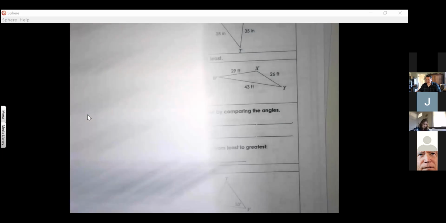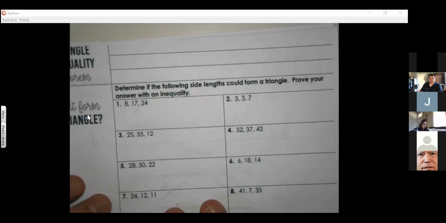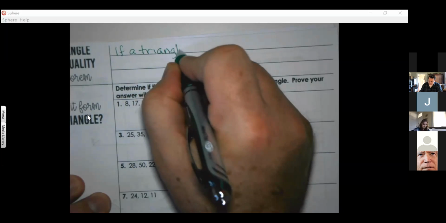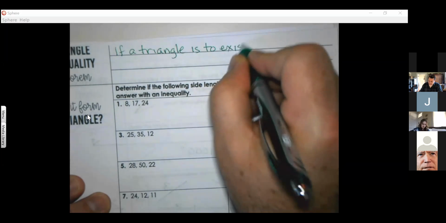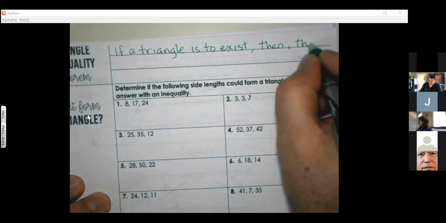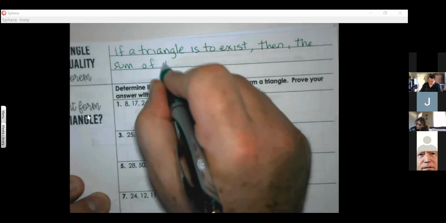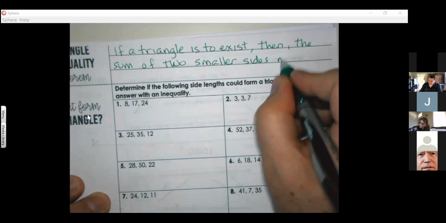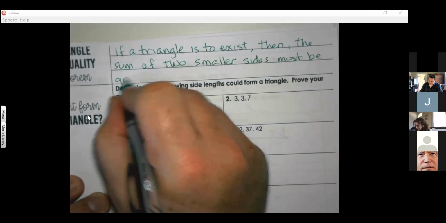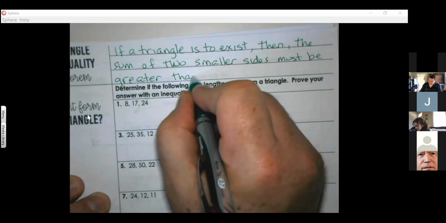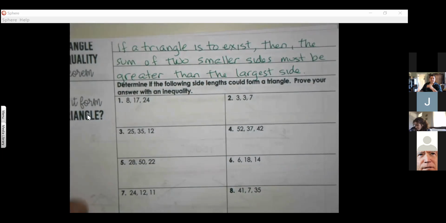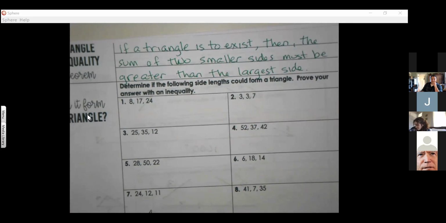And so what you guys have just done is you've identified the triangle inequality theorem through discovery. You've said, if a triangle is to exist, then the sum of the two smaller sides must be greater than the largest side.